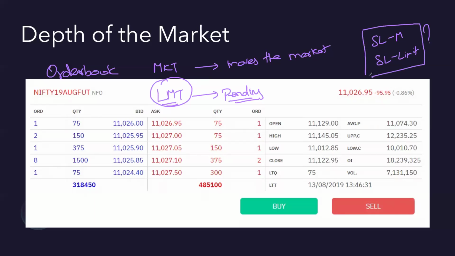The exchange maintains two books. One is the order book, where you place limit orders, and the stop loss book, mostly for stop loss market orders and stop loss limit orders. All right.